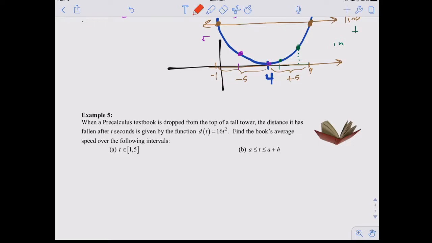The distance that the book has fallen, not the height above ground, but the distance it has fallen from the top, t seconds is given by the function d of t equals 16t squared. Find the book's average speed over the following intervals. Okay, so here's an application.